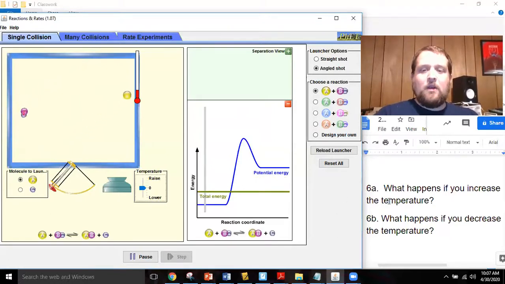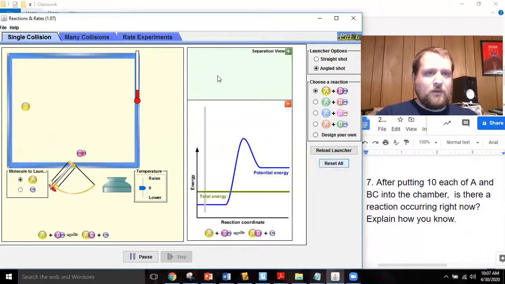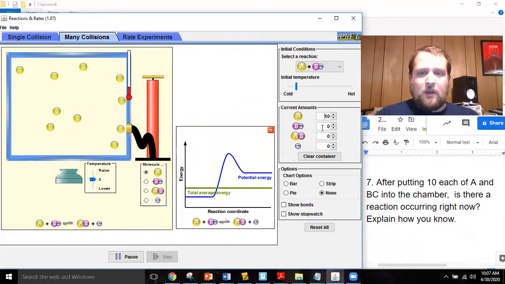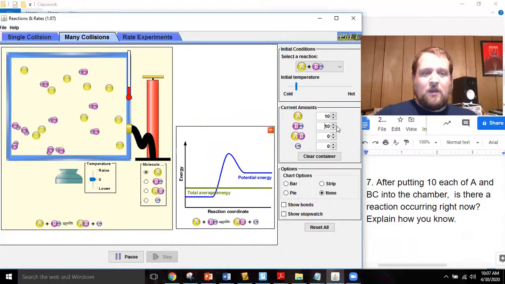Okay, on to number 7. All right, so we're going to switch over to many collisions because in the real world, we have many more than just one atom of each type. So I'm going to put 10 A's and 10 BCs into the chamber, and we'll see if we have any reactions.